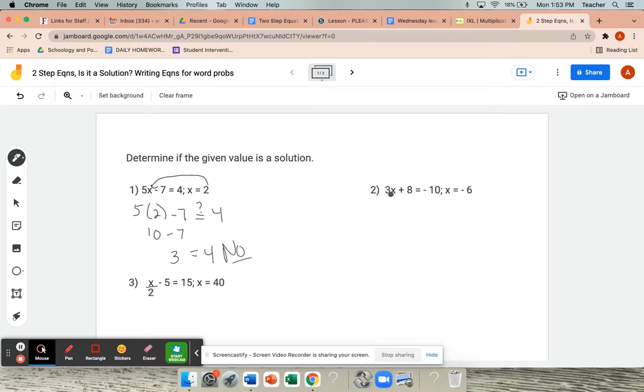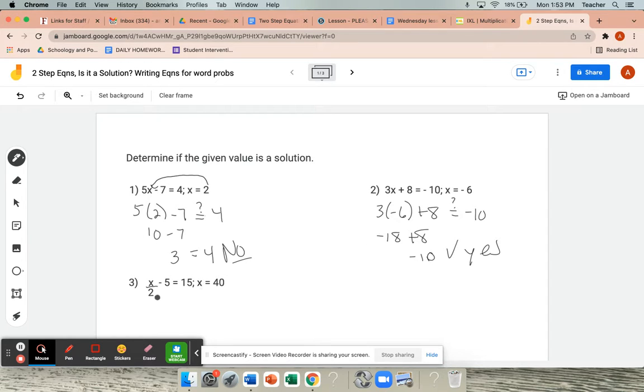Let's look at number 2. 3x plus 8 equals negative 10, when x equals negative 6. So we're going to plug in negative 6. Now you need to do these steps. This is going to be on your quiz whenever we have our quiz. We want to know if x is negative 6, will it equal negative 10? So 3 times negative 6 is negative 18, plus 8 is negative 10. So yes, it is a solution.